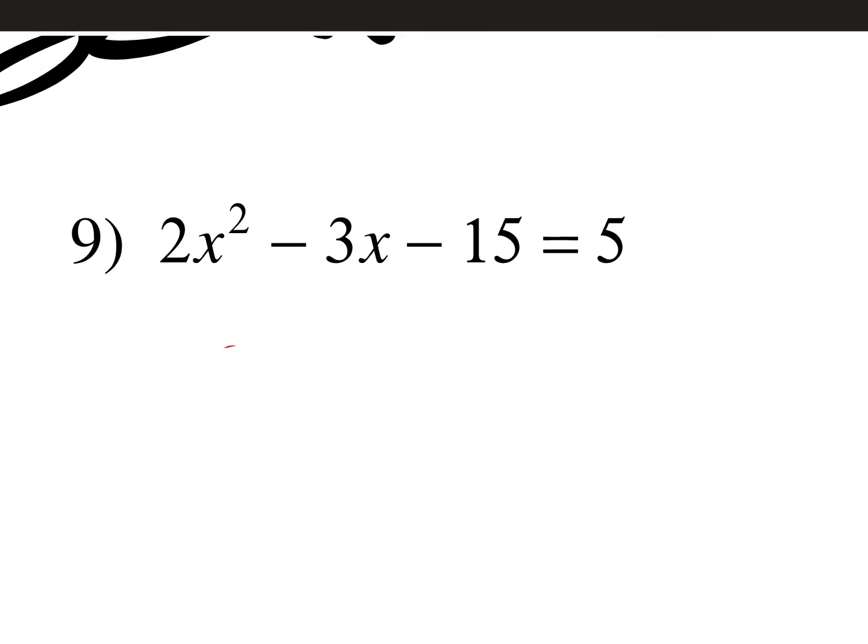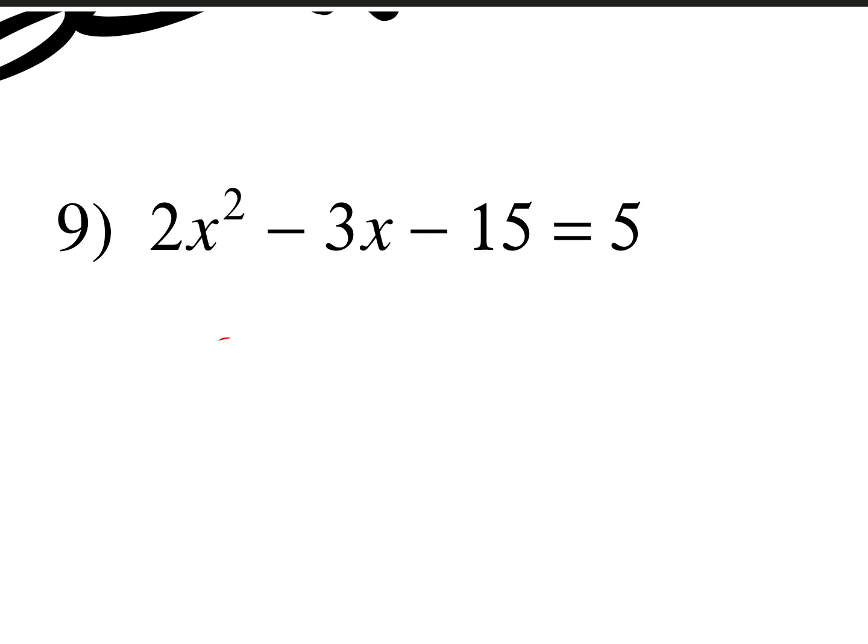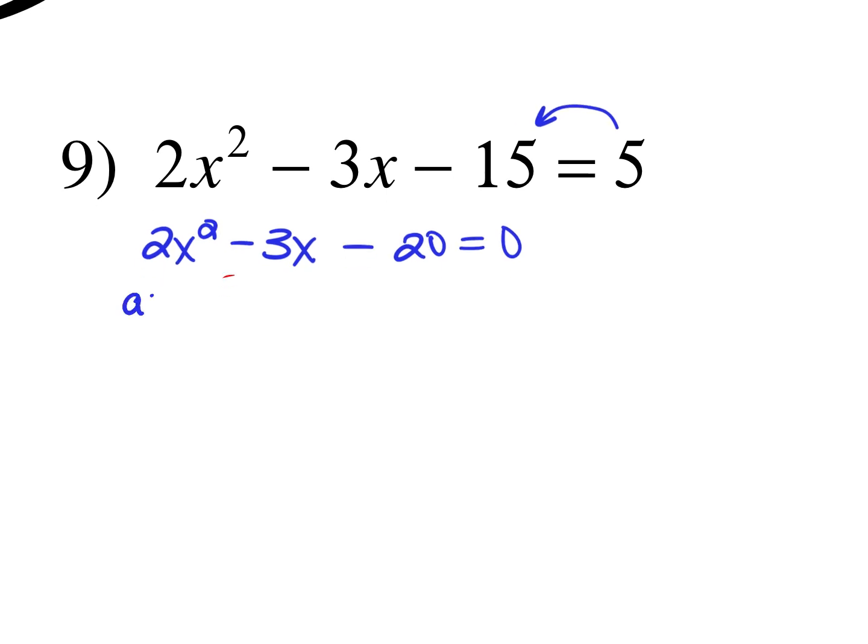So if I tell you to solve using the quadratic formula, can I just go ahead exactly how my question is written and tell you what A, B, and C is? Yes or no? No. Everything has to be set equal to what? 0. I've got to move this 5 to the other side. So this becomes 2x squared minus 3x minus what? 20. Good. Equals 0. Now we can solve using the quadratic formula. So I say my A term is 2, my B term is -3, and my C term is -20.